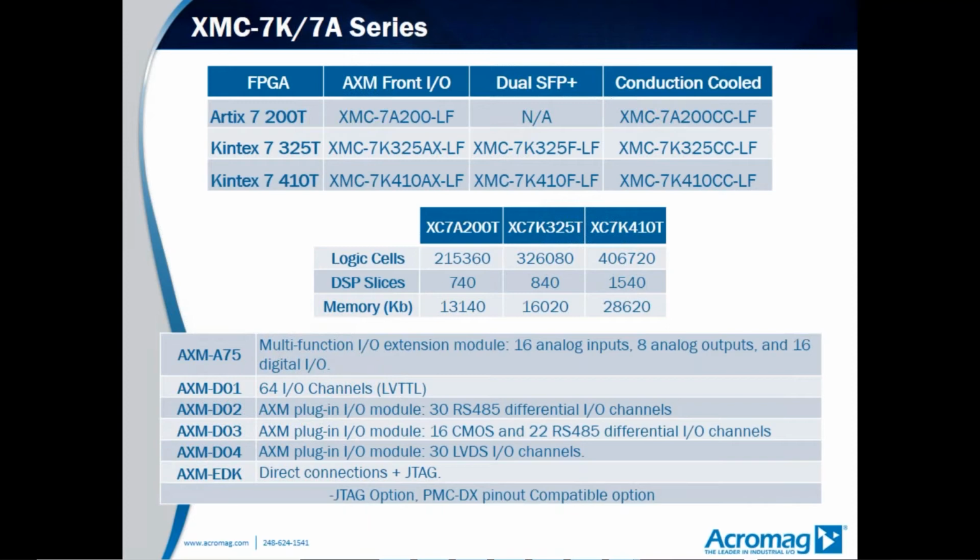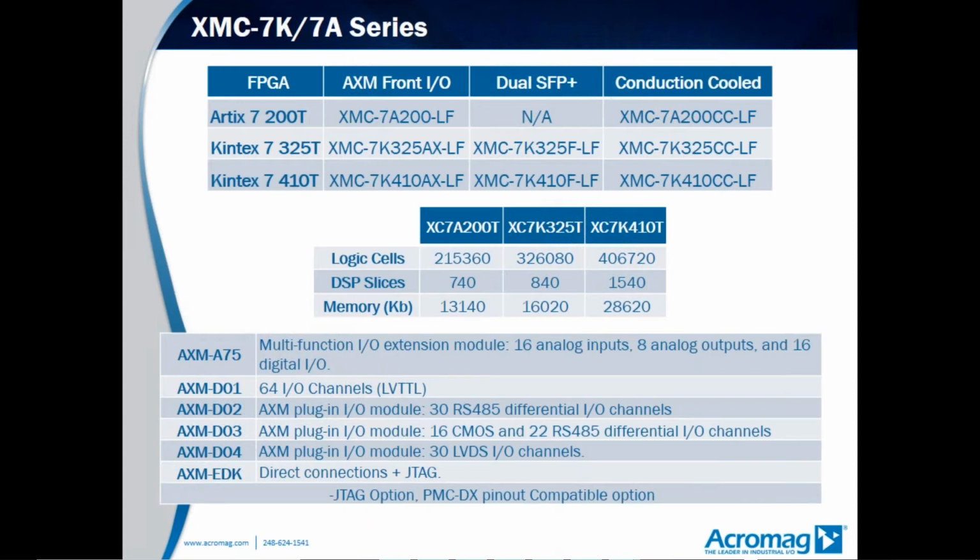The table in the middle shows the logic cells. Our Artix 7, we have a 200T for the largest that we support. And you can see that it has 215,360 logic cells with 740 DSP slices and 13,140 kilobits of memory. As you go up and to the right, you'll see that the 7K410 has over 400,000 logic cells, and it is the largest Kintex 7 FPGA that we support.